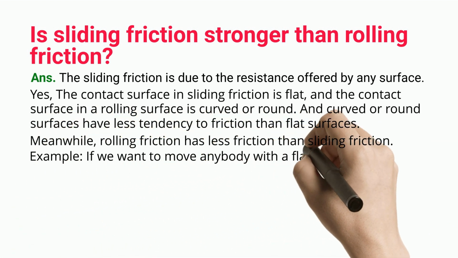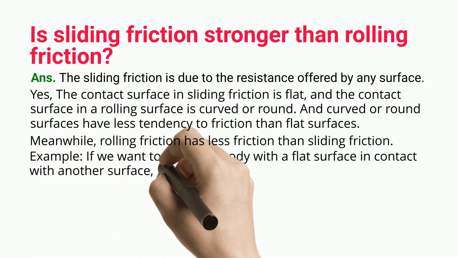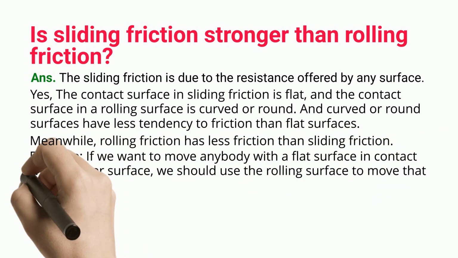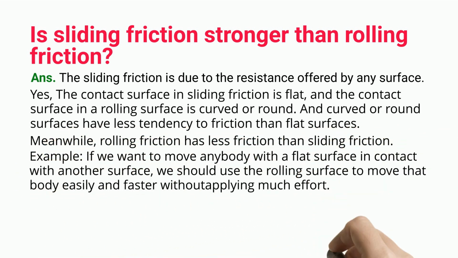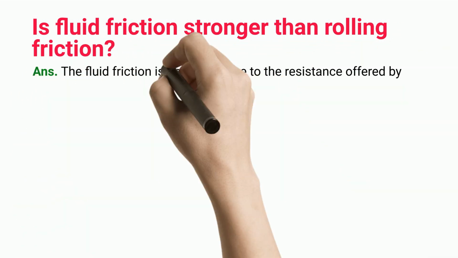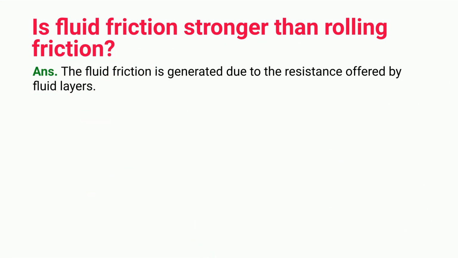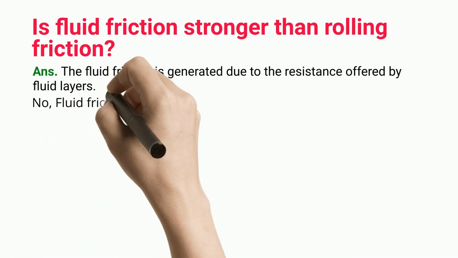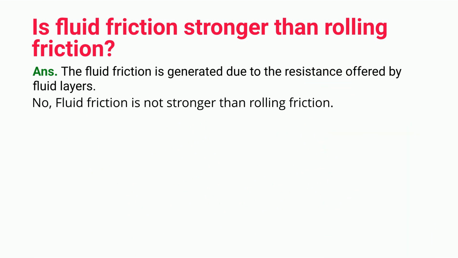Example, if we want to move any body with a flat surface in contact with another surface, we should use the rolling surface to move that body easily and faster without applying much effort. Is fluid friction stronger than rolling friction? The fluid friction is generated due to the resistance offered by fluid layers. No, fluid friction is not stronger than rolling friction.